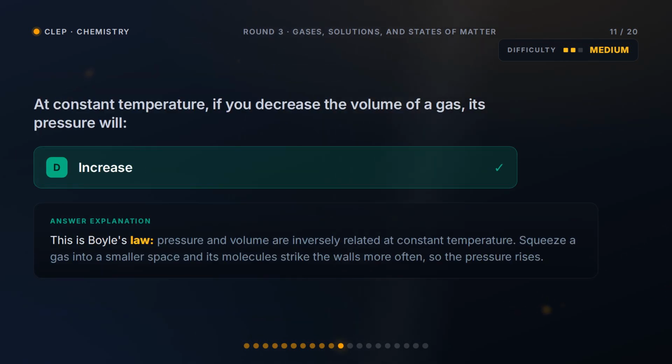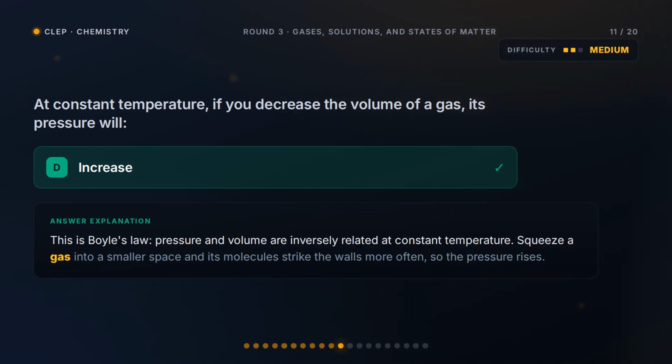This is Boyle's law. Pressure and volume are inversely related at constant temperature. Squeeze a gas into a smaller space and its molecules strike the walls more often, so the pressure rises.